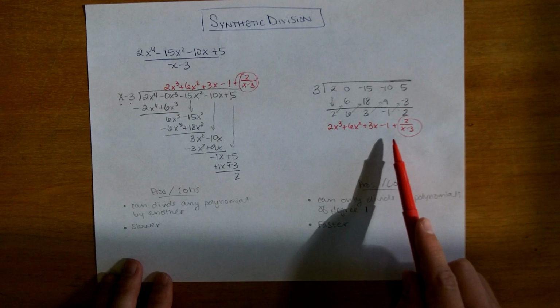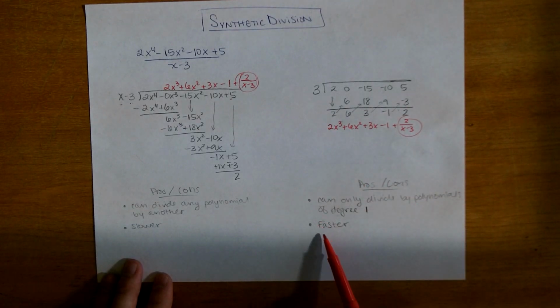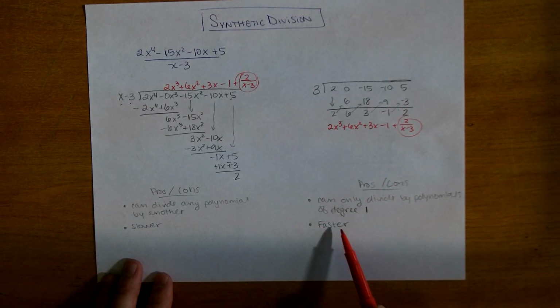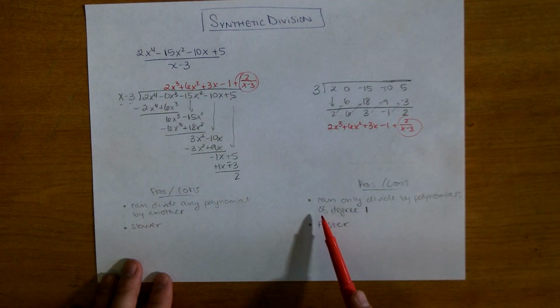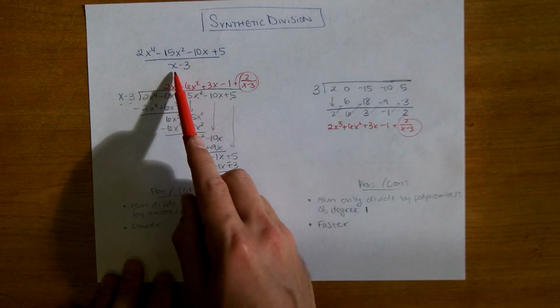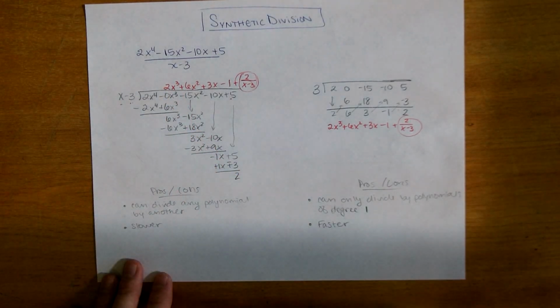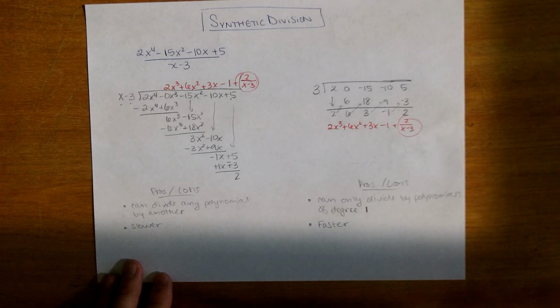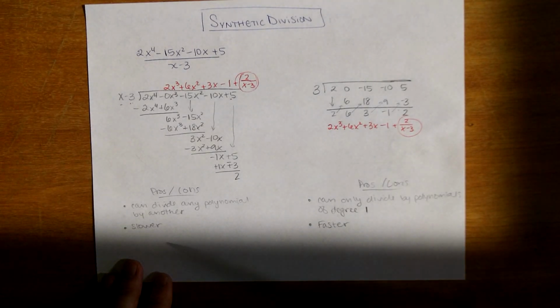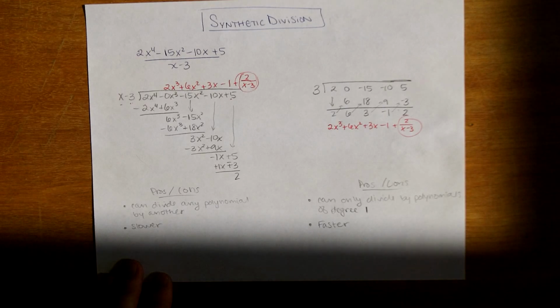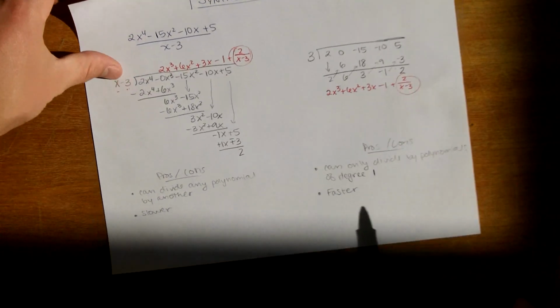Synthetic division, on the other hand, is a lot faster, so that's a plus side. It looks a lot nicer, sleeker, but you can only divide by polynomials of degree 1. So notice that this is a polynomial of degree 1. That's the only type we can use synthetic division with. That makes it really slick and easy. So that's a downside to synthetic division. But let's go ahead and try it right now.